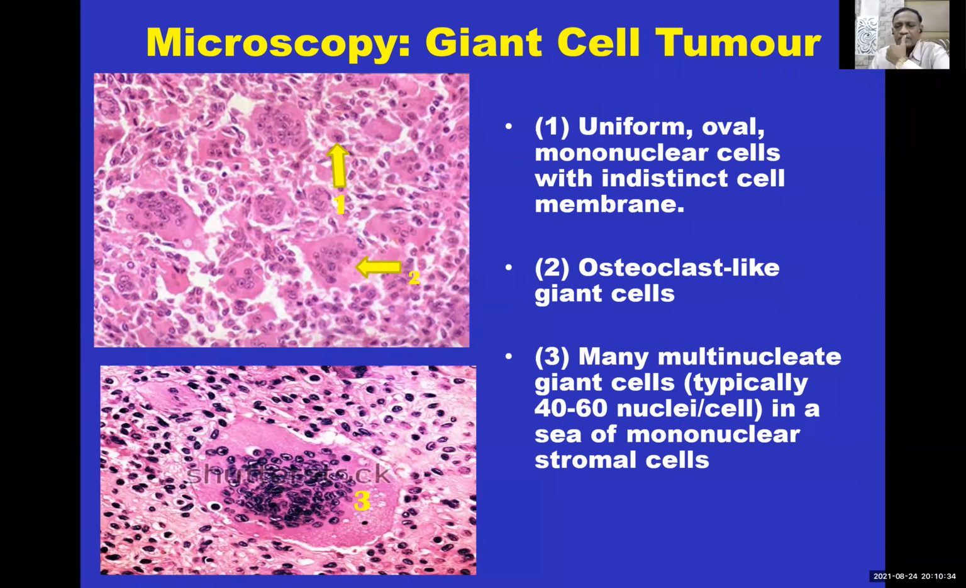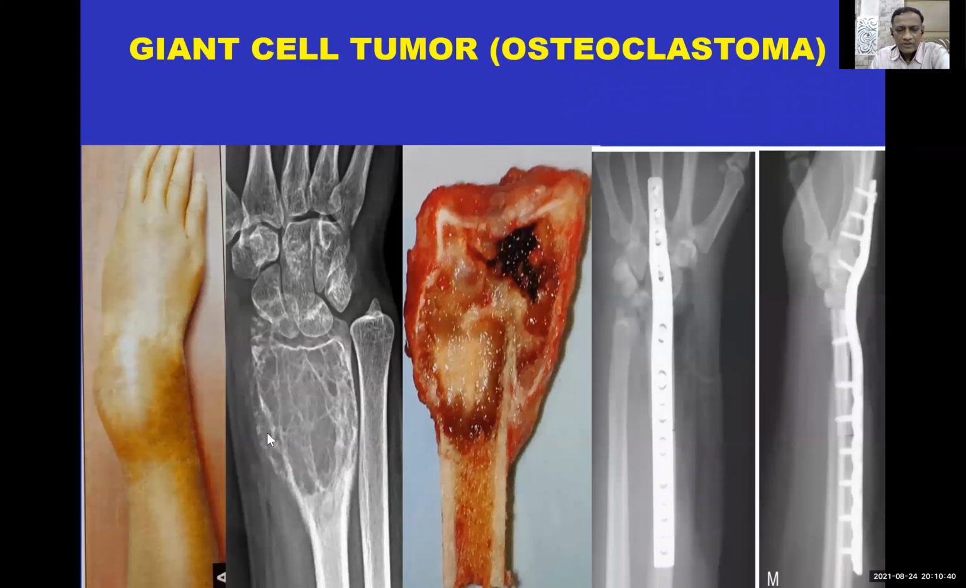This is another specimen of a giant cell tumor. This is the lower end of the radius. This is a clinical picture. This is a radiological picture which shows an expansile tumor with thinning of the cortex and soap bubble appearance. He underwent surgery. This is the excised bone along with the tumor, which shows the expansile lesion, areas of cystic degeneration, and hemorrhagic areas. After surgery, we did the arthrodesis of the wrist joint. This is the post-op picture.